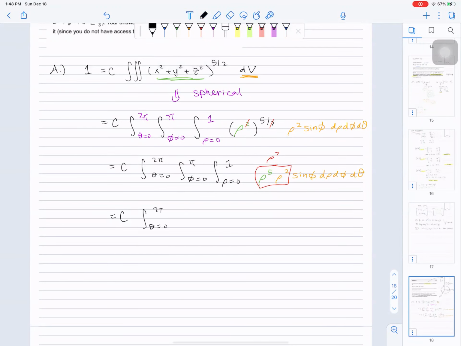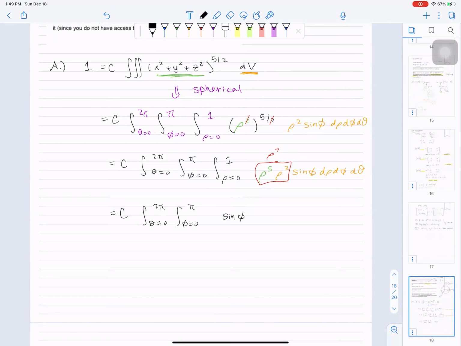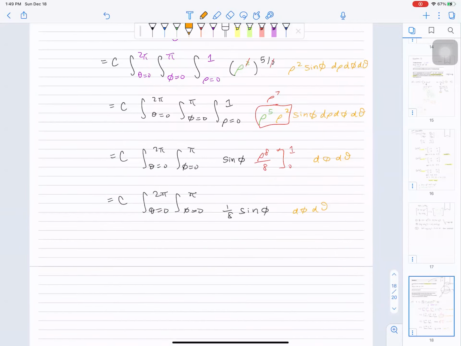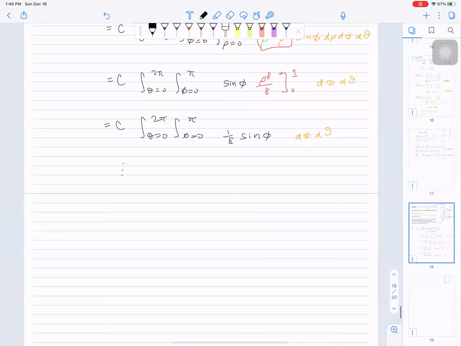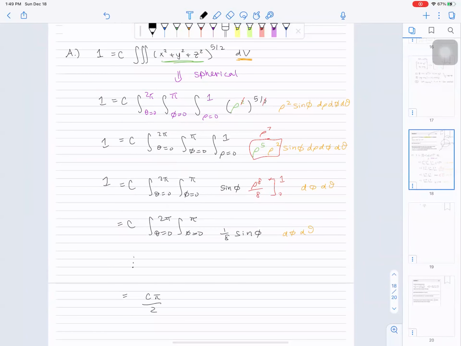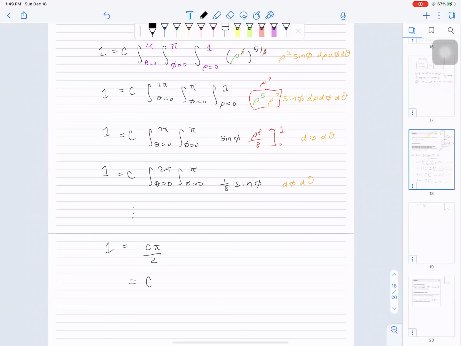So I have this integral. When I take the integral with respect to rho, sine phi is acting like a constant. The integral of rho to the 7th is rho to the 8th over 8, from 0 to 1, d phi d theta. When I plug in 1 here, I get 1/8 sine phi. When I plug in 0, this becomes 0, so minus 0. And I can keep doing this integration. I will get c pi over 2. And remember that that was all set equal to 1. So when I solve for c, I get c equals 2 over pi.